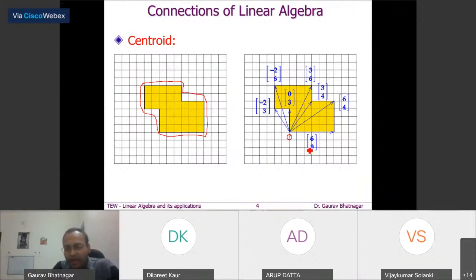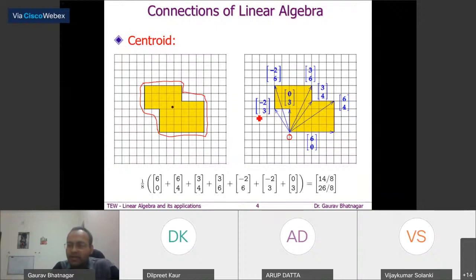Now you can always find these vectors, which are nothing but the corners of your shape, and then immediately you can take the average of these vectors to get the centroid. So this is again the simplest way to find the centroid of a particular shape. You can verify the centroid if you want to use the basic geometric formula, which I may leave as a small homework for you. So this is for the centroid.